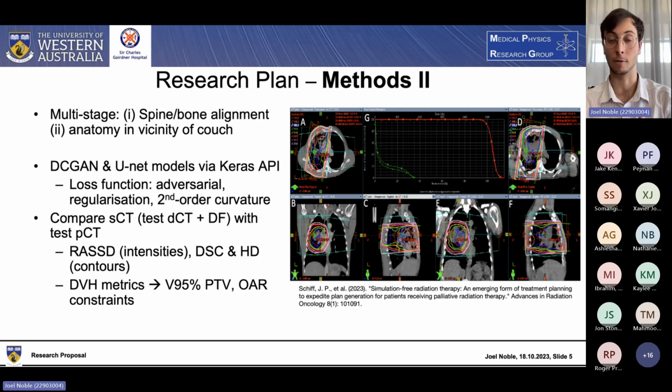And then you'll be looking at a variety of dose volume histogram metrics. There is actually an example of a dose volume histogram over here, as well as the application of plans on the different CTs. So you'll be looking at things such as the V95% for the planning target volume and whether the synthetic CT plan still adheres to particular OAR constraints.